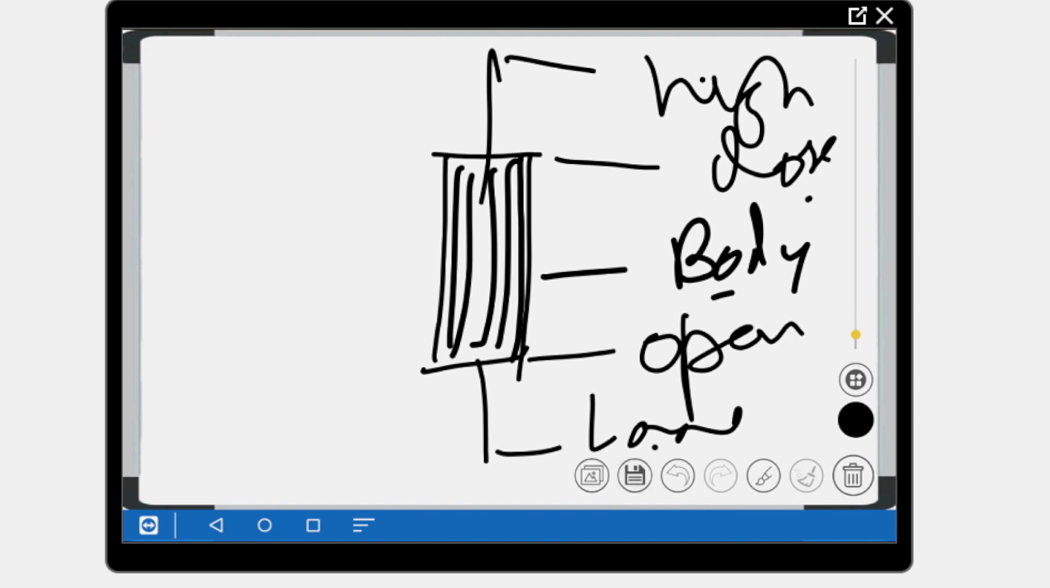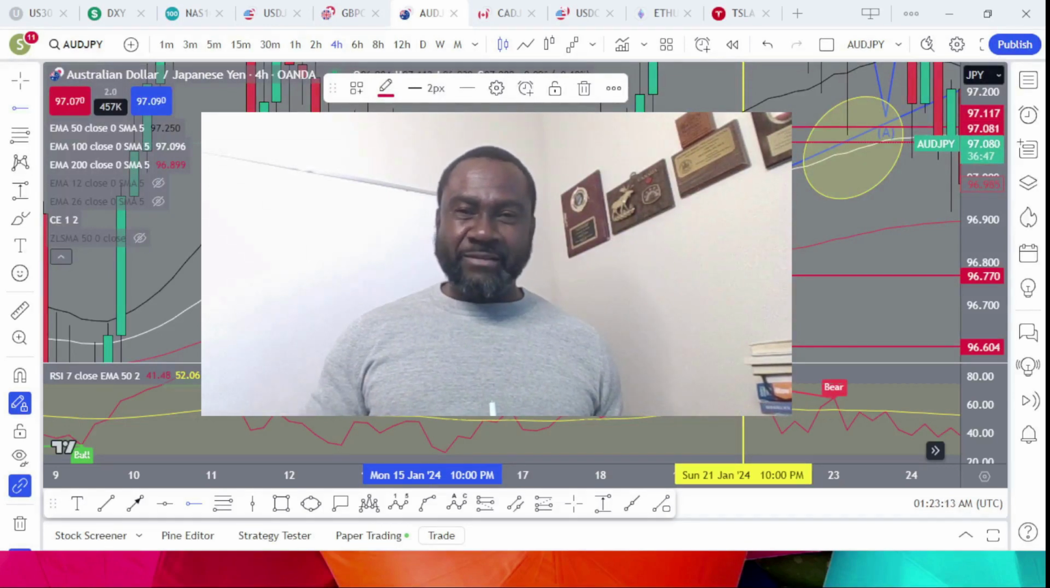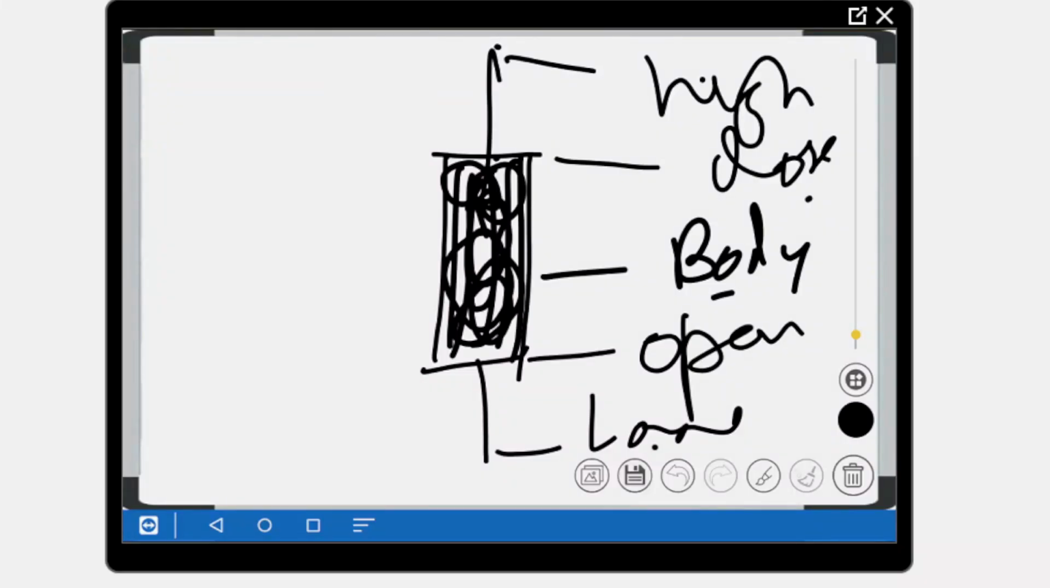So price opened here and went down. From the low, it went up, made a high, came down to close here, and that's where the majority of the price action happened, here in the body. Candlesticks have different body sizes. A candlestick can be bullish or a candlestick can be bearish. Let's go back to my tablet to look at that.